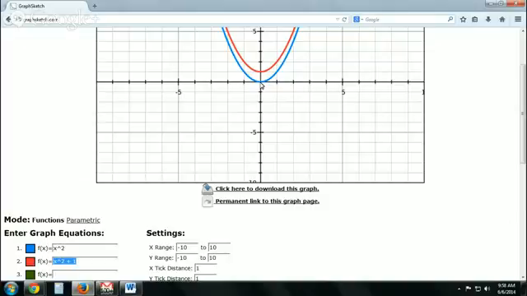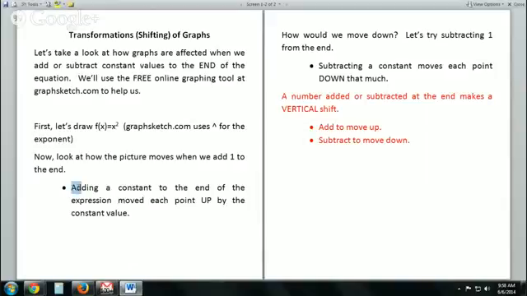The vertex of the original x squared here in blue, it moved up by 1 place. Here, the point that was at negative 1, 1, it moved up by 1 place. The point that was at 1, 1, it moved up by 1 place. In fact, every single point that is there has moved up by 1 place. So adding a constant value at the end of the expression moves each point up by however much that constant value says we should do.